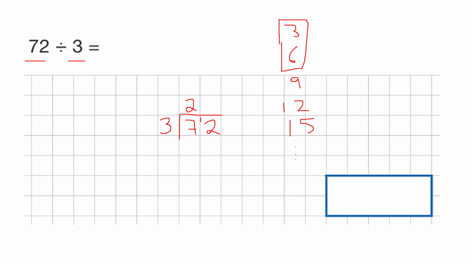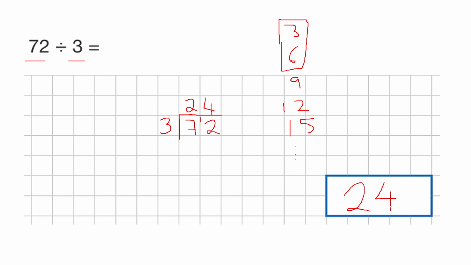Next, how many 3s go into 12? Well, it goes in 4 times fully with no remainder. So our answer is 24. That's how we divide. Let's just try one more for completeness.